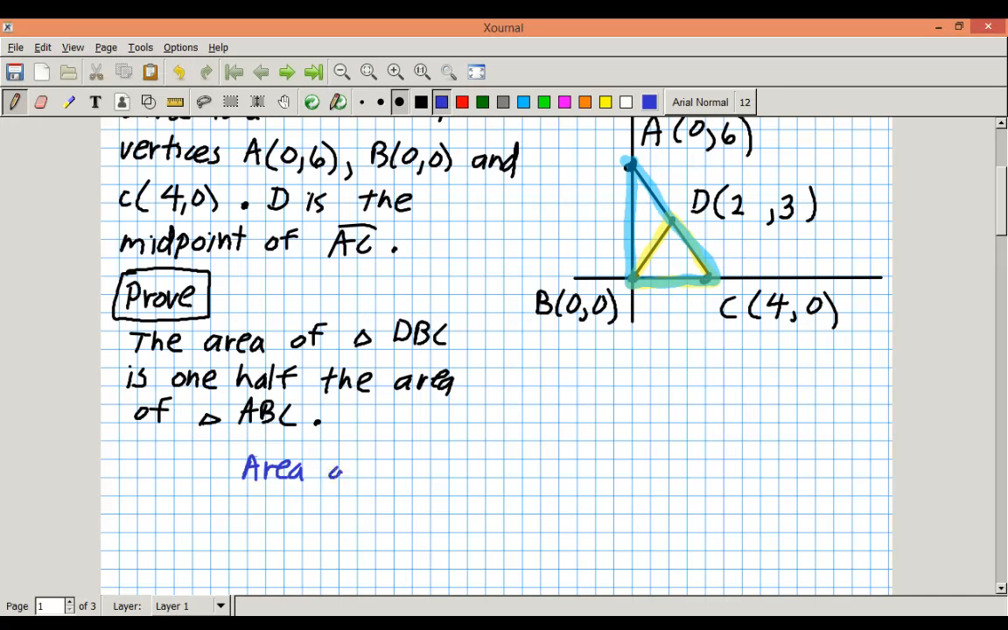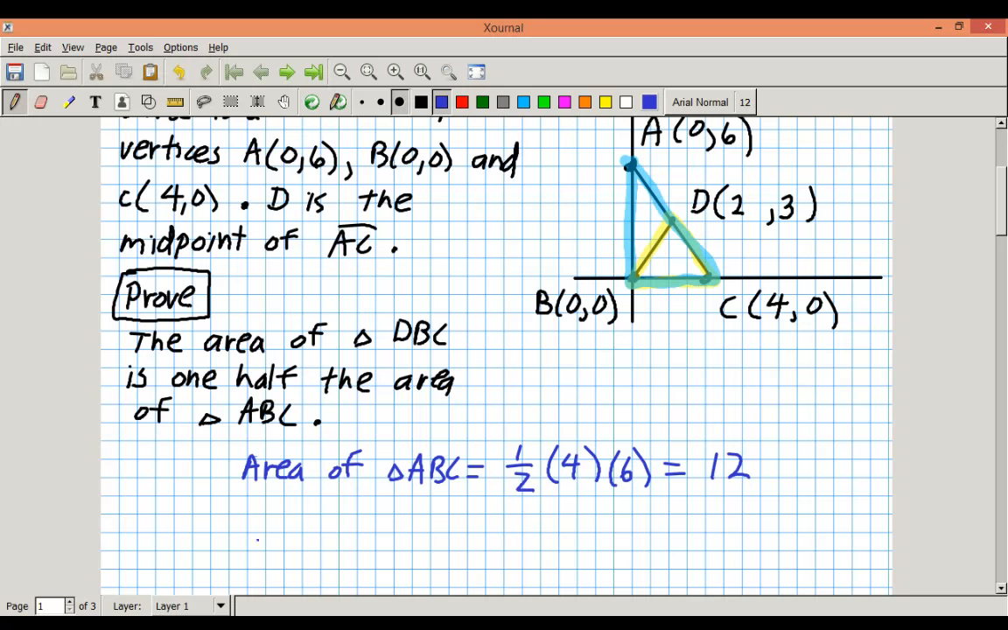Okay, so let's look at, first of all, the area of the larger triangle, so the area of triangle ABC. So we know the area formula for a triangle is 1/2 times base times height. So if you look at that bigger triangle, the base is 4, so 1/2 times 4, and the height is 6, so 1/2 times 4 times 6 is 1/2 of 24, that's 12. So that area of that greater triangle ABC is 12.